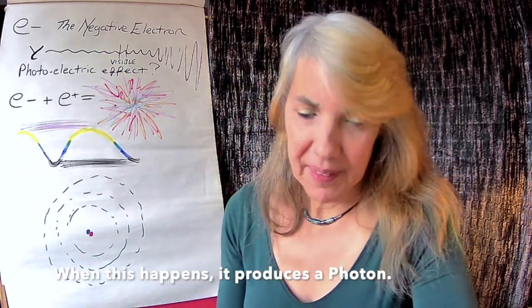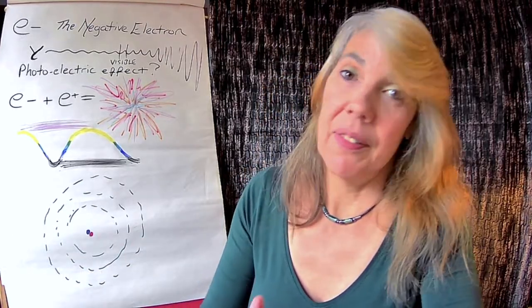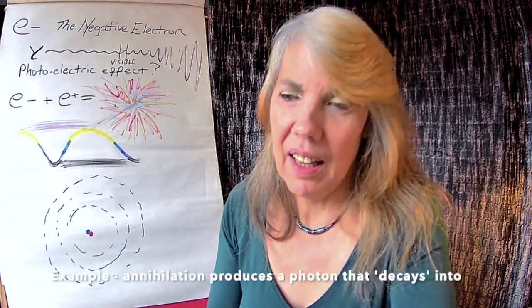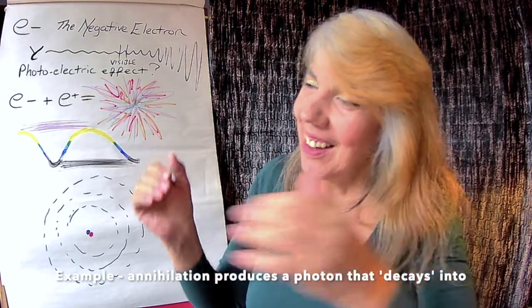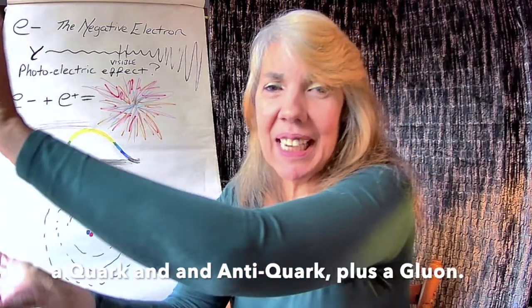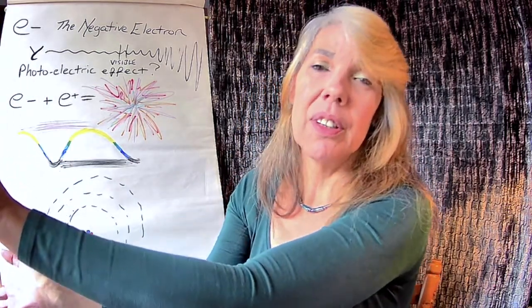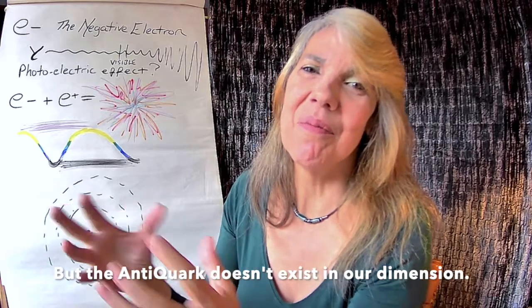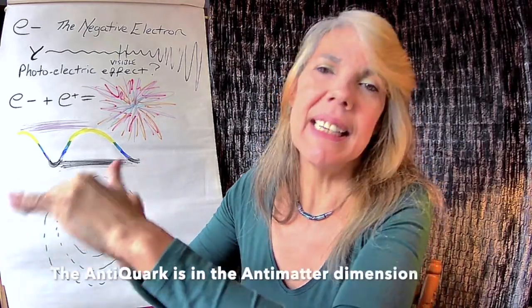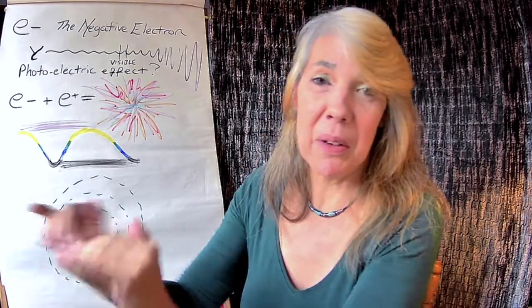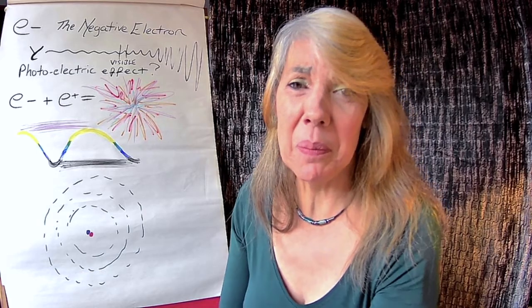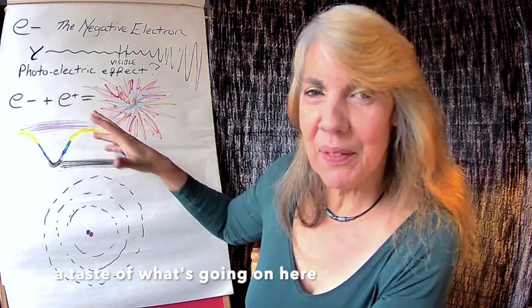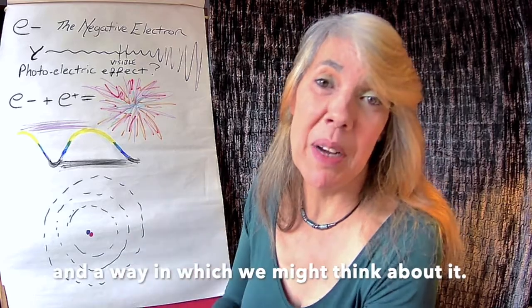When it does this, it produces a photon, amongst other things, because the photon then decays, as they put it, into other things. In one example I gave recently, the annihilation produces the photon that then decays into a quark and an antiquark and a gluon on the antiquark. But the antiquark doesn't exist in our dimension. The antiquark is in the antimatter dimension, going backwards in time, essentially. So it gets quite complicated, this stuff. If you go into it deeply enough, which I'm not going to today, because I just want to give a taste of what's going on here and the way in which we might think about it.